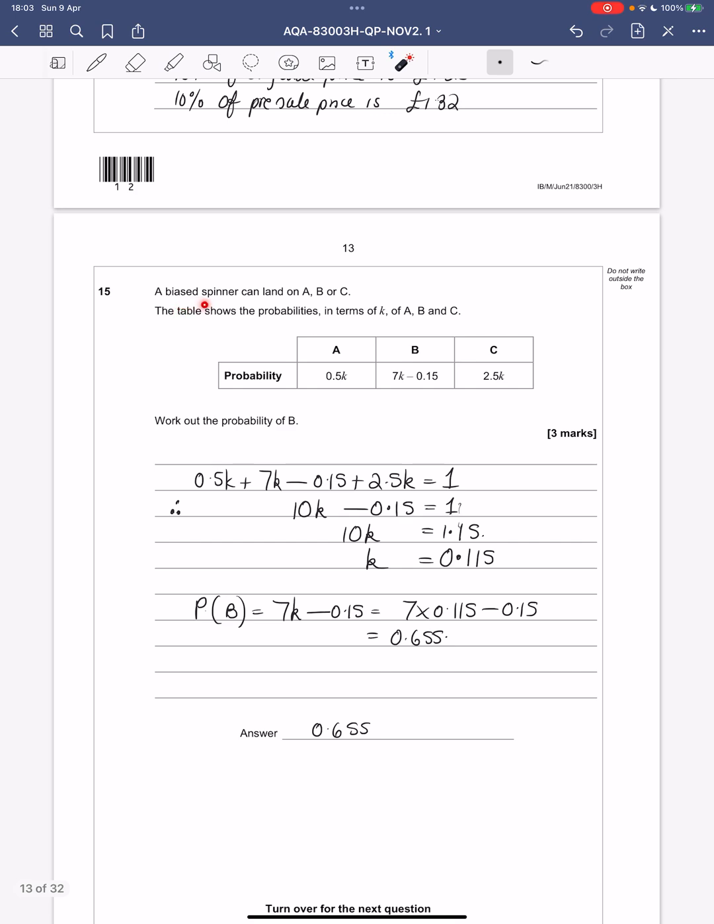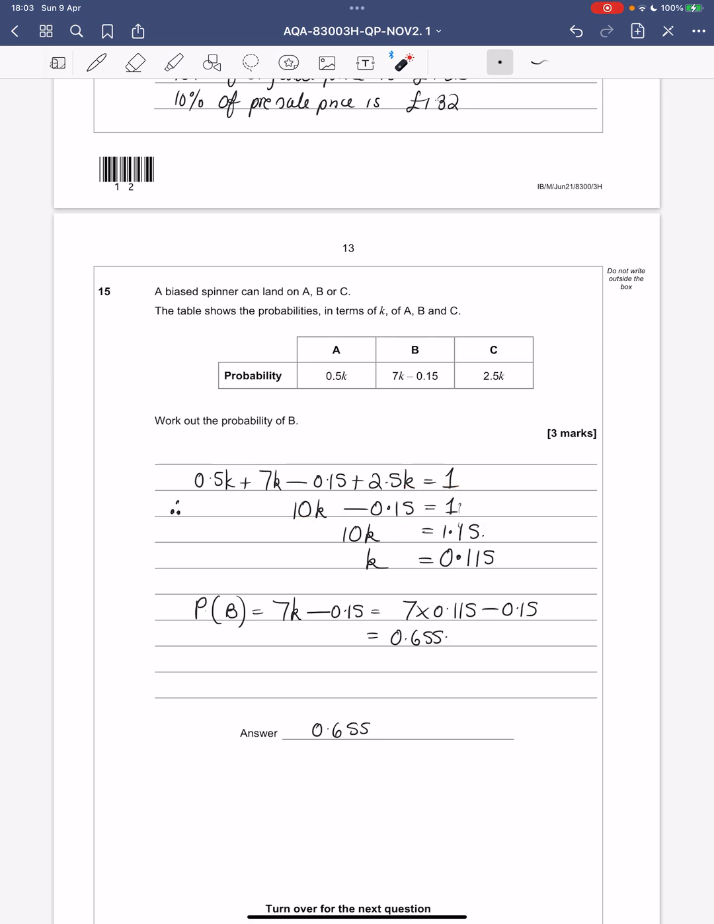Number 15. A spinner can land on A, B or C. The table shows the probabilities in terms of K of A, B and C. So what we know now is, work out B. This is all these outcomes here. This is everything, so these have to add up to 1. So each of these is in here, adding up to 1.